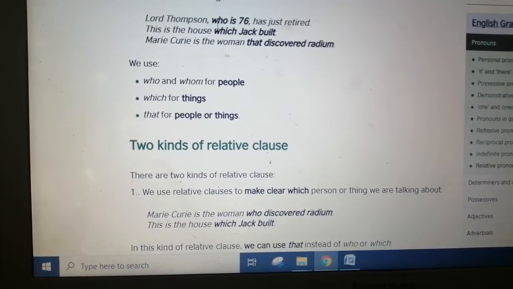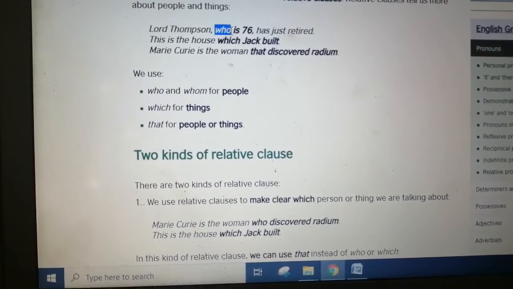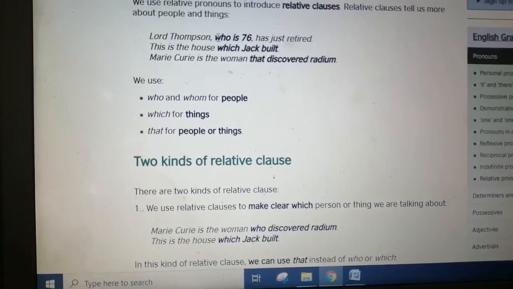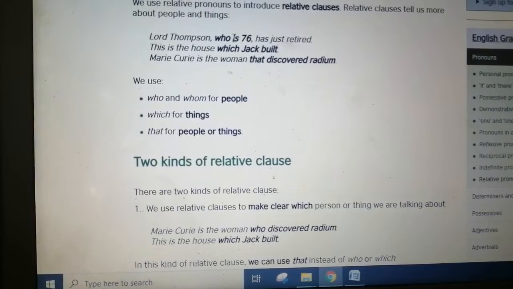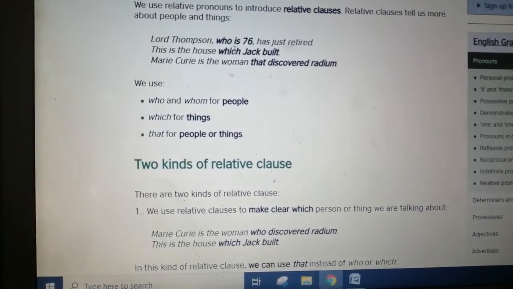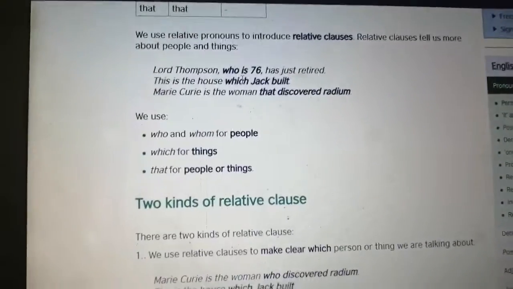Lord Thompson, who is 76, has just retired. Look here: between the commas, who is 76, this is the relative clause. There's a comma after 76, and before who there's a comma. As you can see here, this is non-defining to the sentence.